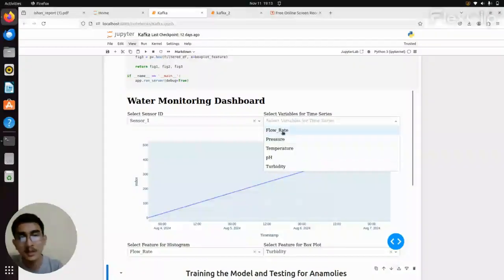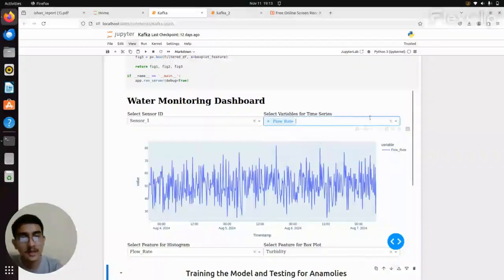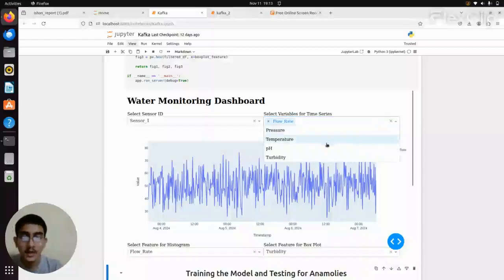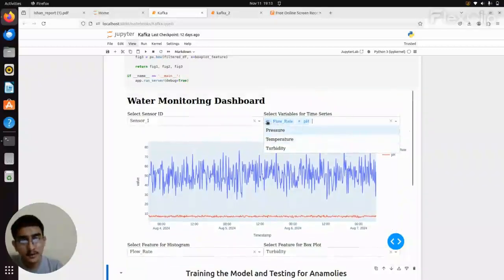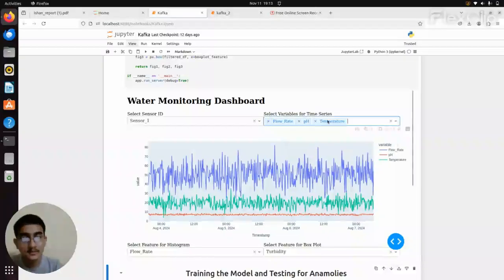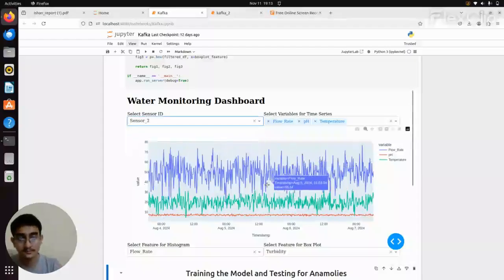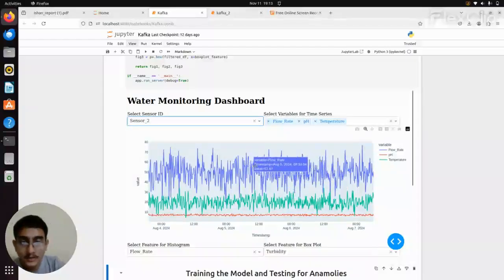The first plot contains the time series, through which we can plot time series for different features of our data set, such as pressure. Then we can plot for pH. In this same plot we can select which feature we want to plot. Suppose we do not want to plot flow rate, or we want to see temperature, we can plot that. Then we can change which sensor the data is coming from. This is an interactive plot which tells us at what timestamps the readings were taken and what their particular values were.